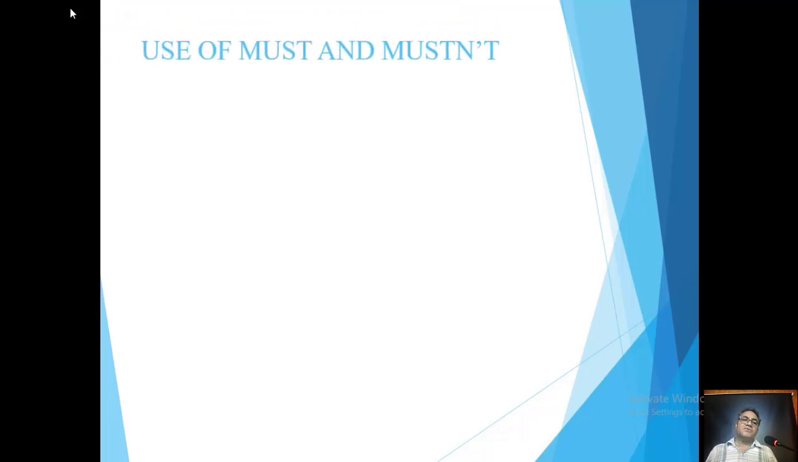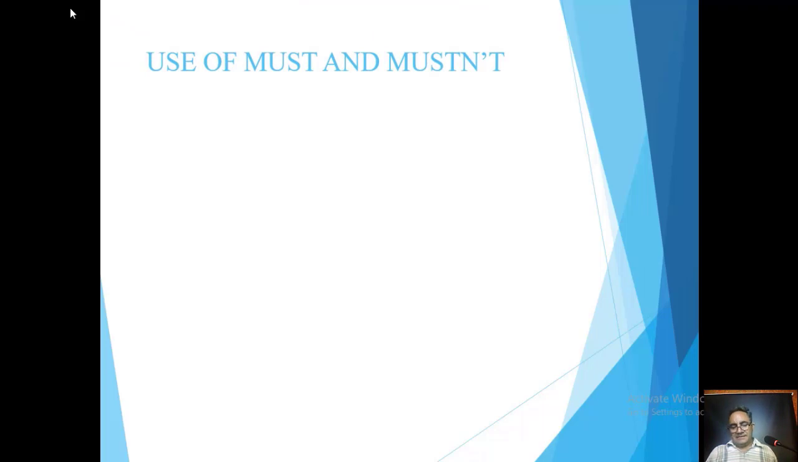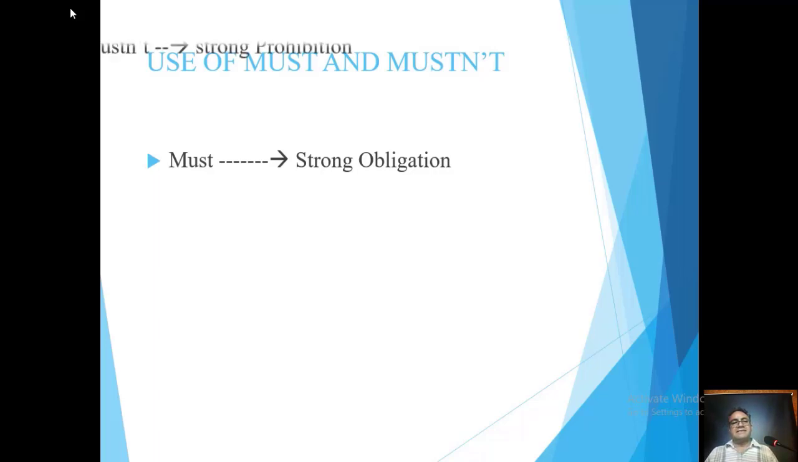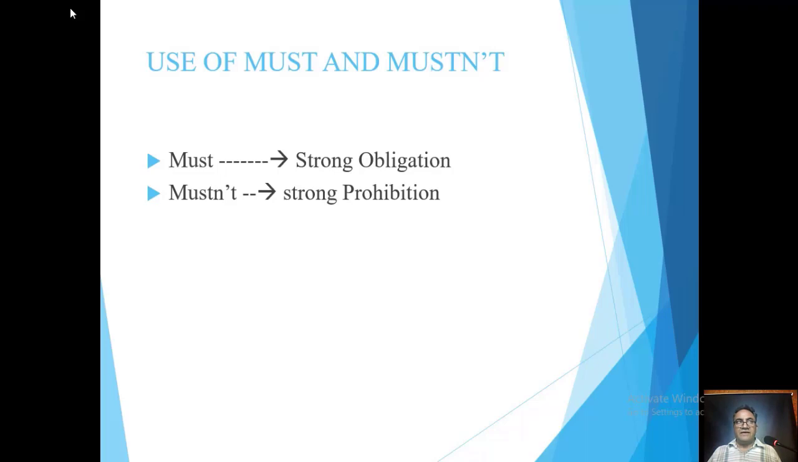Next is the use of must and mustn't. As you know, must is used for strong obligation when we have to say something with force, and mustn't is used for strong prohibition when we have to stop someone very strongly. And one thing more, the pronunciation of mustn't: the word can be pronounced two ways. Both pronunciations are correct. Let's move to the next exercise.